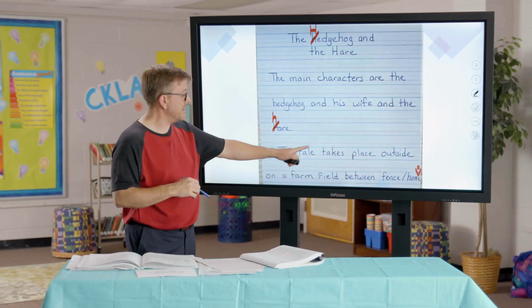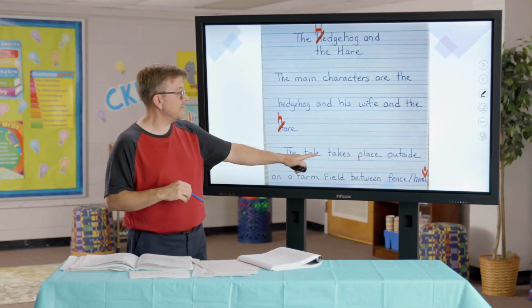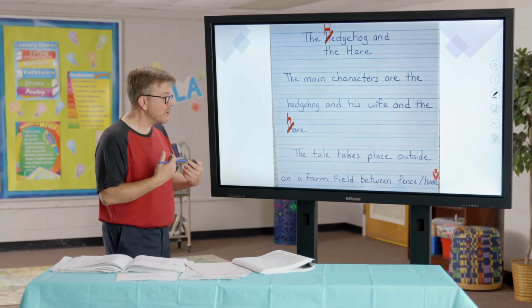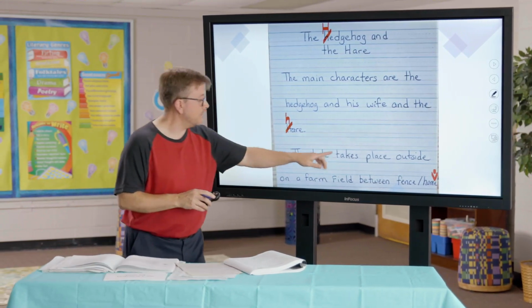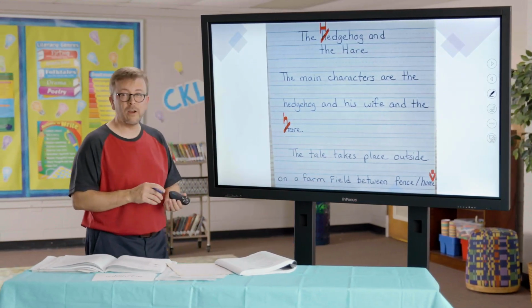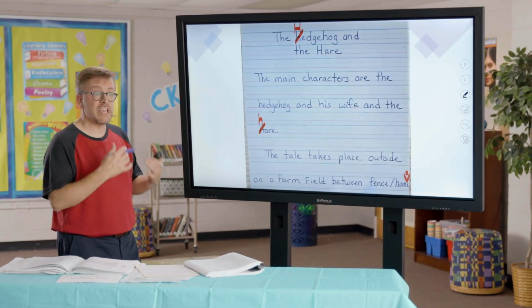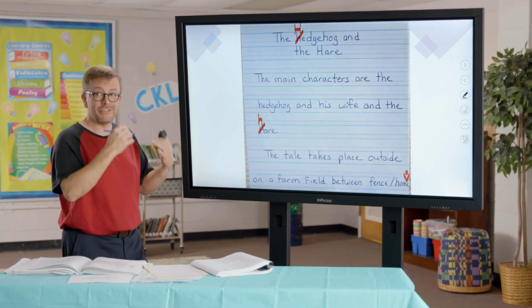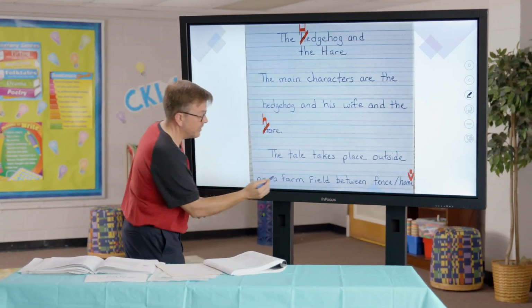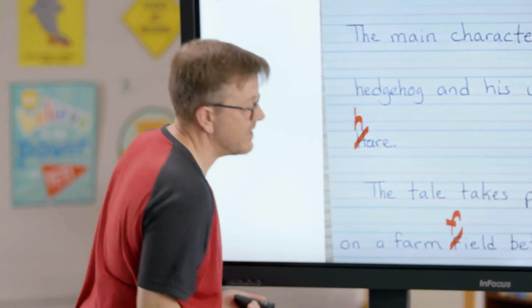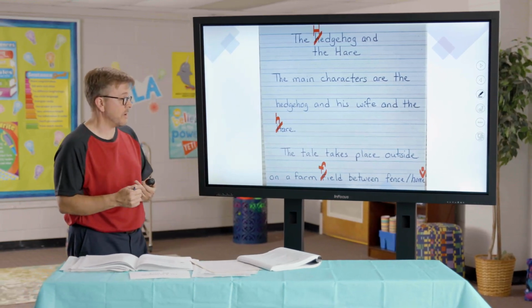Okay, the tale takes place outside on a farm field between the fence and the home. Okay, a couple things there I see as an editor. The spelling looks good, but again, I see a capital F stuck in here for field, and that's not a proper noun. So we're not saying Jim Bob's field, we're saying this is just a field. So we're going to cross that out, and we're going to put a lowercase f above that just to say, hey, we're going to change that when we rewrite it.